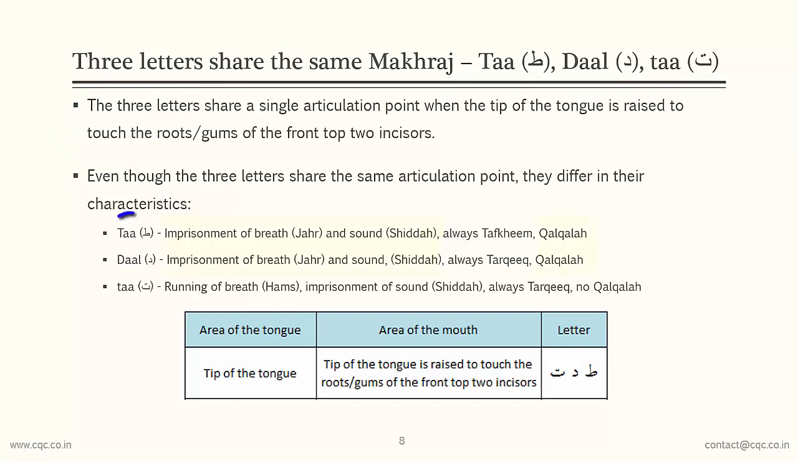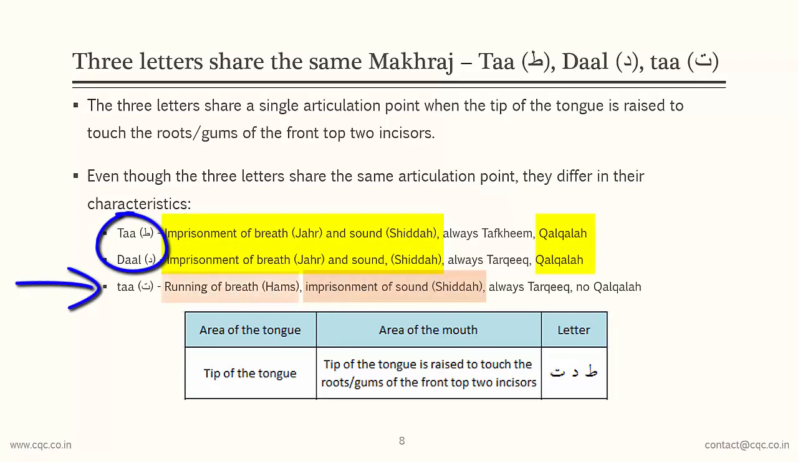So you see how these two have jahr, shiddah and qalqalah, whereas the letter ta, even though it has shiddah, it is a letter of hams and does not have qalqalah. Also the letter ta is heavy, while these two are always light. Let's see how to recite each of these letters in detail.